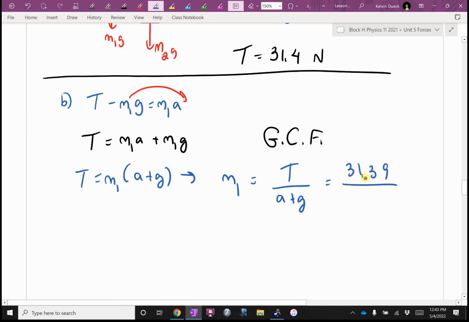Divided by, Casey, what was the acceleration? 2 something. 2.5? Plus 9.8. Folks, what do you get? Give me the mystery mass to, let's say, 3 sig figs. So something point something something. 2.55 or 2.56? Which one's rounded off properly? 2.55? And then it's a mass, so units, kilograms.